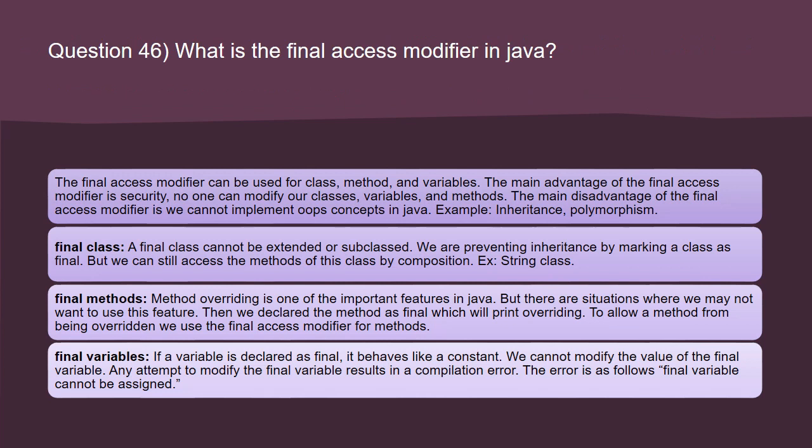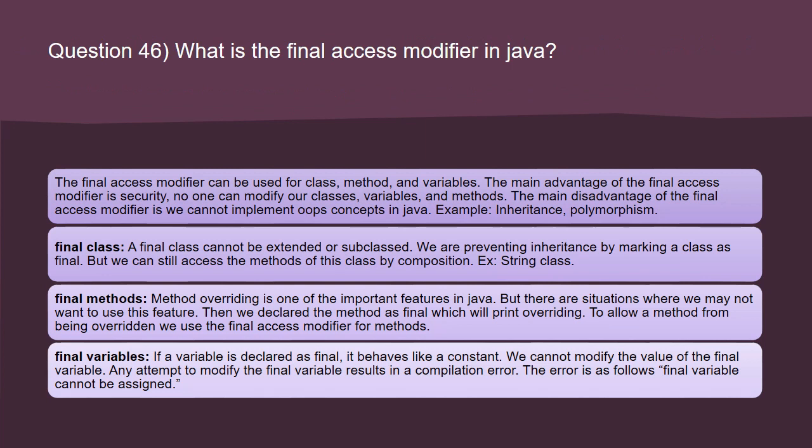Question 46. What is the final access modifier in Java? The final access modifier can be used for class, method, and variables. The main advantage of the final access modifier is security. No one can modify our classes, variables, and methods. The main disadvantage of the final access modifier is we cannot implement OOPS concepts in Java. Example: inheritance, polymorphism. Final class. A final class cannot be extended or subclassed. We are preventing inheritance by marking a class as final. But we can still access the methods of this class by composition.